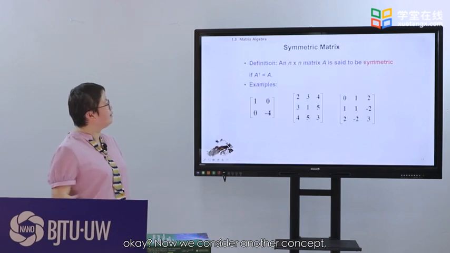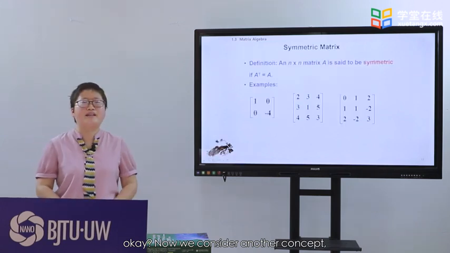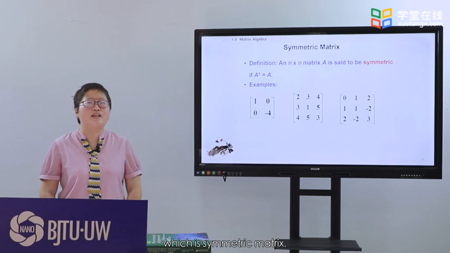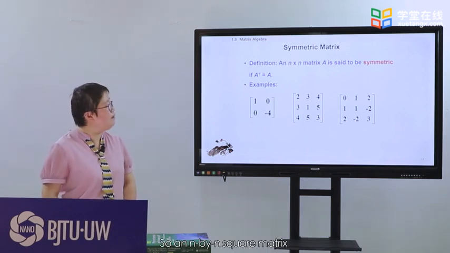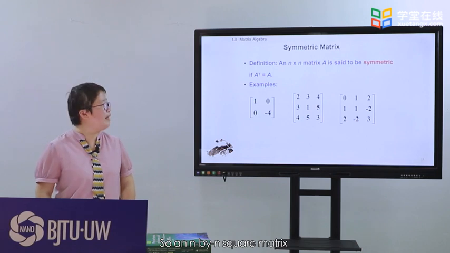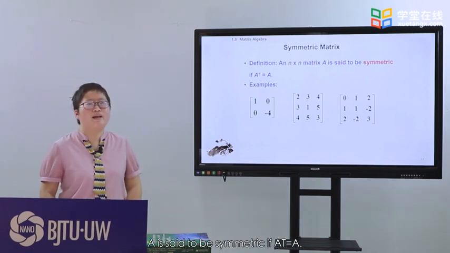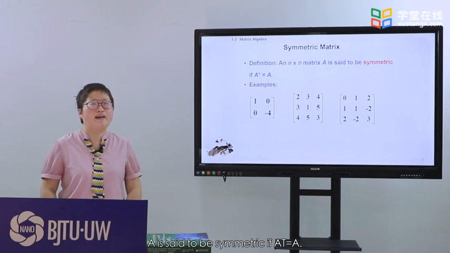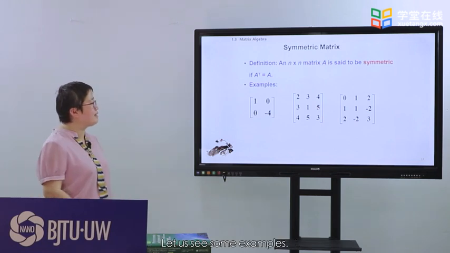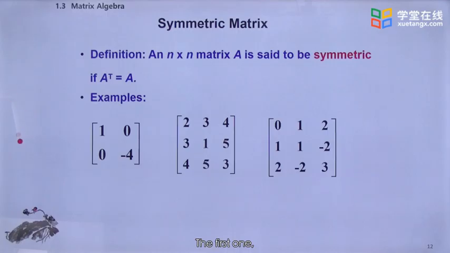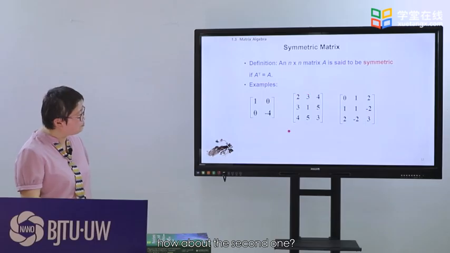Okay. And now we consider another concept, which is the symmetric matrix. An n by n matrix, a square matrix A, is said to be symmetric if A^T equals A. Let us see some examples. The first one is in fact a diagonal matrix. Of course, this one is symmetric. How about the second one?